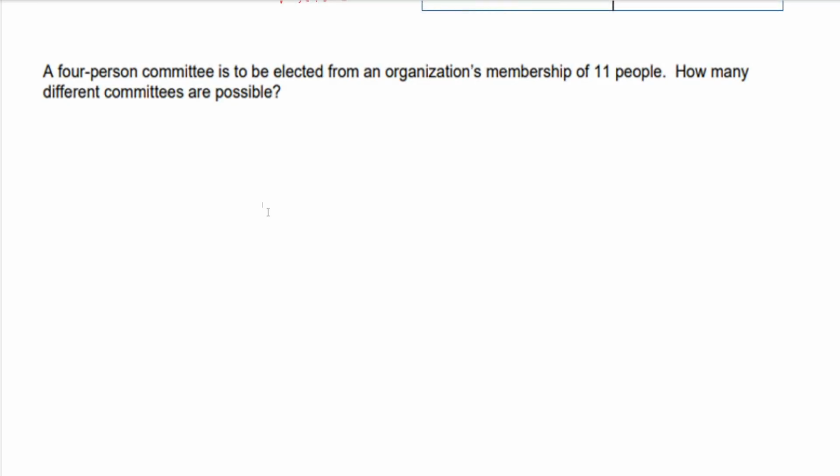Okay, so a four-person committee is to be elected from an organization's membership of 11 people. How many different committees are possible? Okay, so now we're just picking 4 people to be on a committee. We're not talking about different positions on the committee. There's no captain, co-captain, secretary, right? Like in the last question, right?